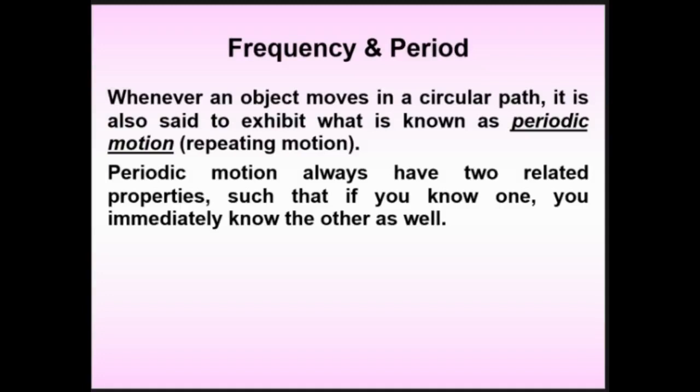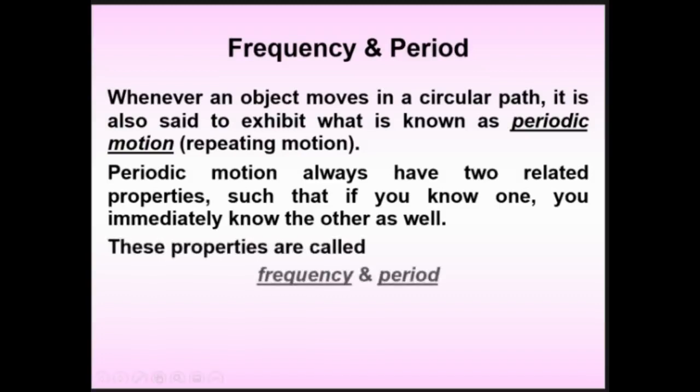Okay? So periodic motion always has two related properties, such that if you know one, here's the good news, you can immediately figure out the other with a very small calculation. I'll show you how. Those properties are called frequency and period. Go ahead, copy these down. Frequency and period. And get used to this name, please. Periodic motion. Do not call it repeating motion. I know that's the descriptive name, but the official scientific name is periodic motion because it has a period. Okay? So get used to periodic motion.